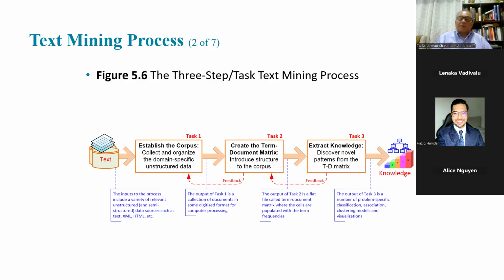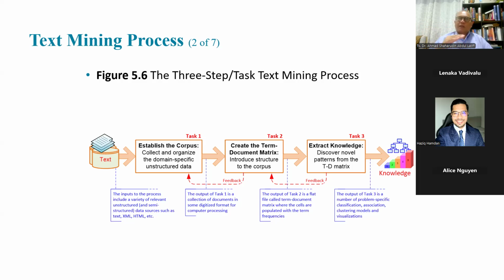The three steps for the text mining process start with establishing the corpus. The corpus is the repository of unstructured data in the form of text. It can be coming from text, HTML, XML, and so on. Once you have collected and organized this domain-specific data, why domain-specific? Because of the semantics. Different domains will have different semantics. The computing world has not moved into pragmatic yet. They are still at the semantic level.